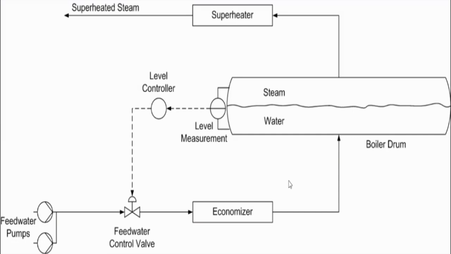Here is the schematic diagram of boiler drum level control. This is the boiler drum, which has water in it, and this is the level measurement sensor, which measures the height of the water level in the boiler drum. It sends the values through a voltage transmission line to the controller, and the controller takes certain decisions according to our request and gives signals to the control valve, so that the control valve will control the flow of feed water flowing into the boiler drum.